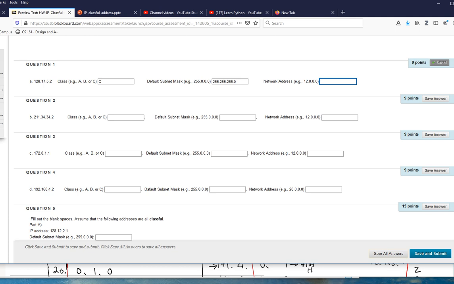So let's just do question number 2 with you. For this one, what is the class? Any volunteer? Class C, thank you. Because 211 is greater than 191, so it's class C. And anyone, what is the default subnet mask for class C? Any volunteer? 255, 255, and then one more 255, right? So 255.255.255.0.